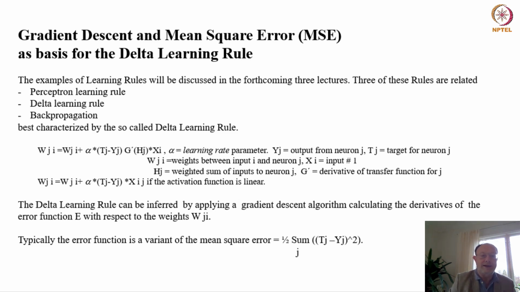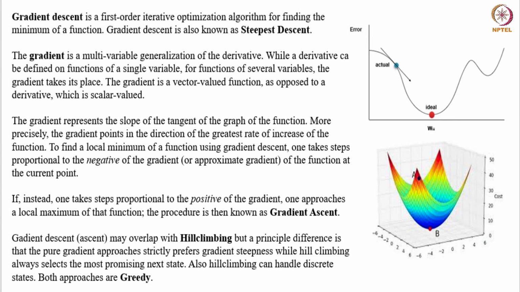So it's a pretty wide range of different designs where more or less the delta learning rule is used. And actually there are two main principles behind the delta learning rule. One principle is based on something called gradient descent, and there is also some way of calculating the error, which is the basis for the update, and that approach is called the mean square error. So I will now shortly say something about these two phenomena.